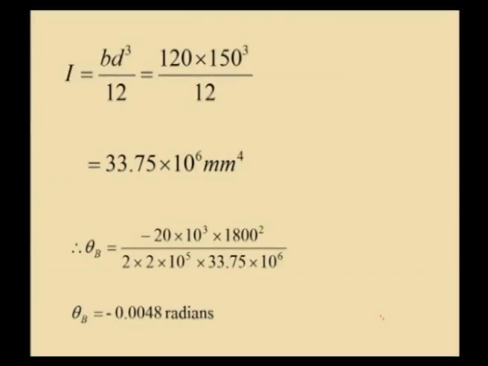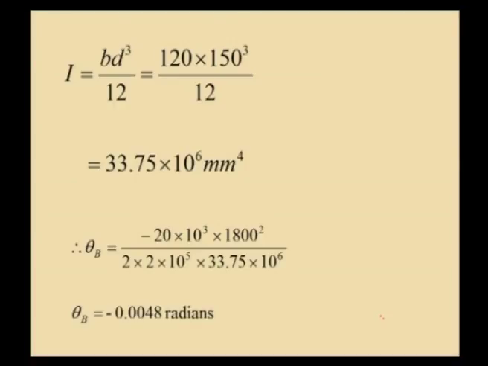millimeter power 4. Therefore, theta B equal to minus W L squared by 2 E I. Substituting the values, we will get a numerical value. That numerical value of slope will be in radians. So, we get slope at B equal to minus 0.0048 radians.